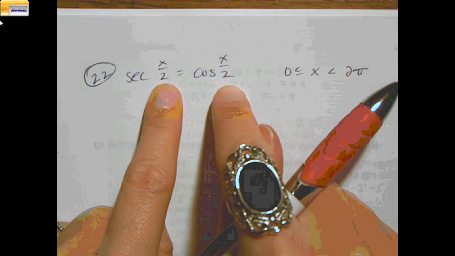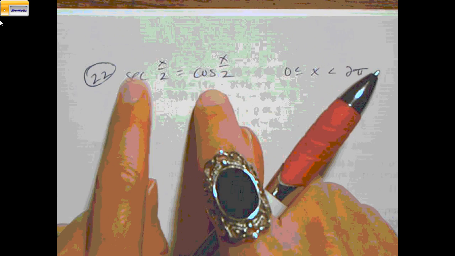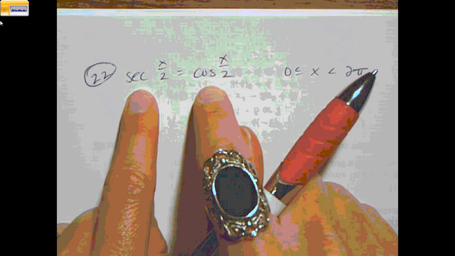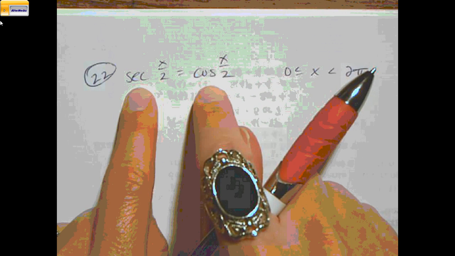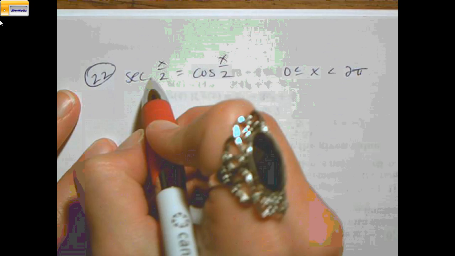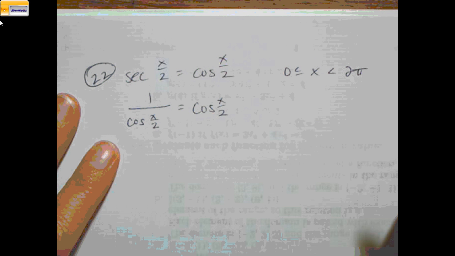Good question. Alrighty, it would be awesome if I could either get these to be just regular old x's, or at the very least, if I could get these two to be the same trig function. Can I get those to be the same trig function? Isn't secant just 1 over cosine? So let's change the left side to say 1 over cosine of x over 2. All right, now what?